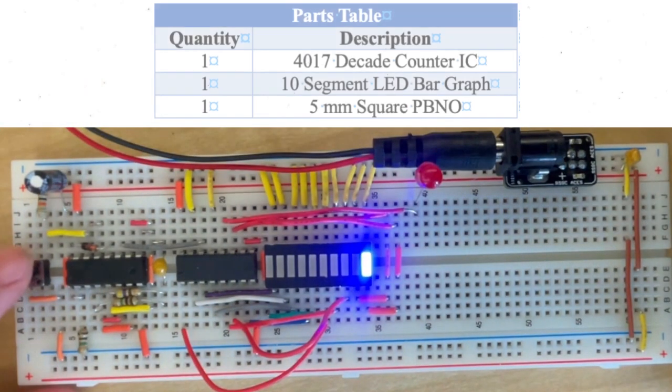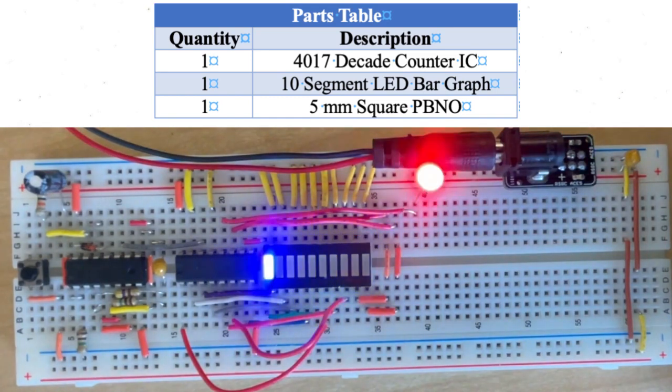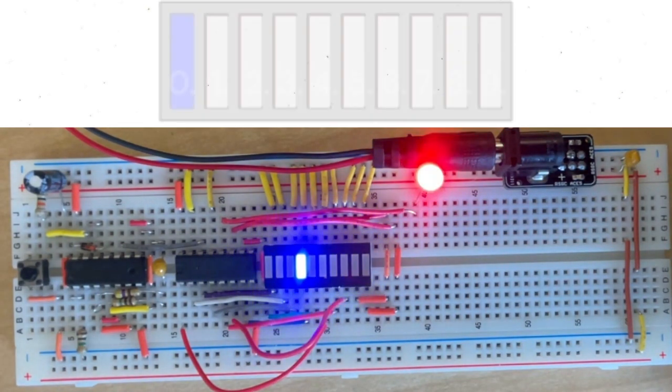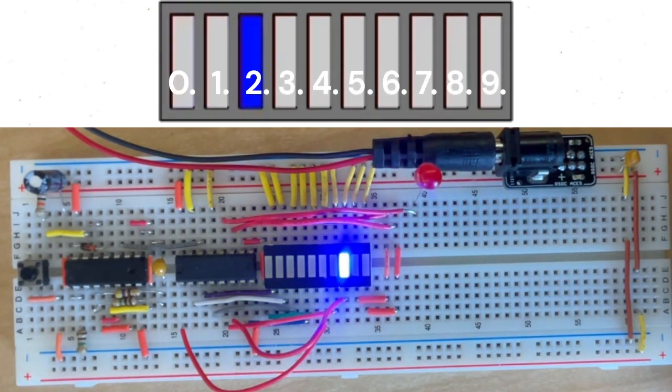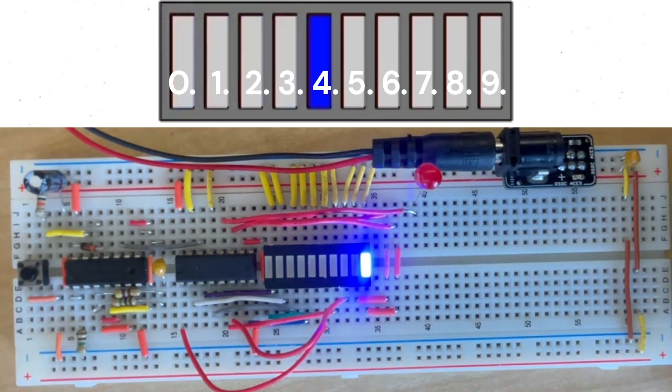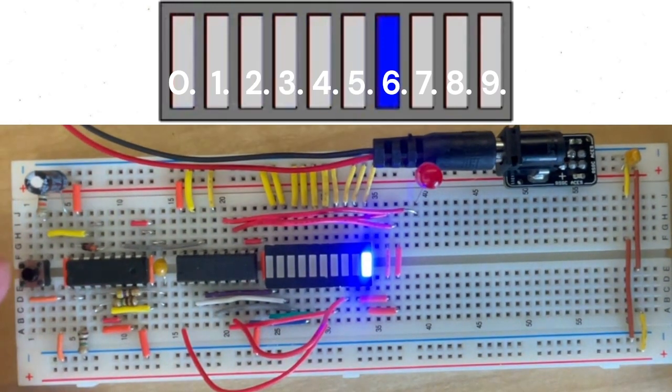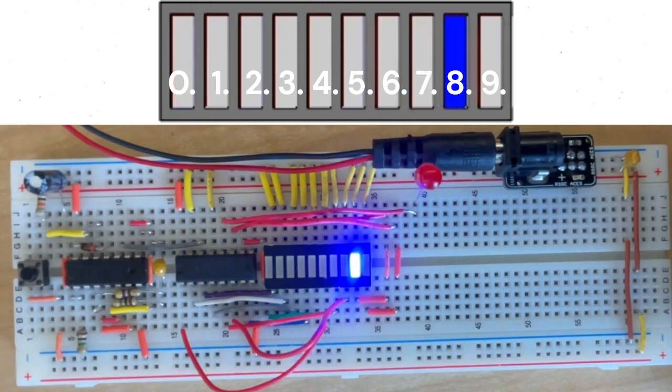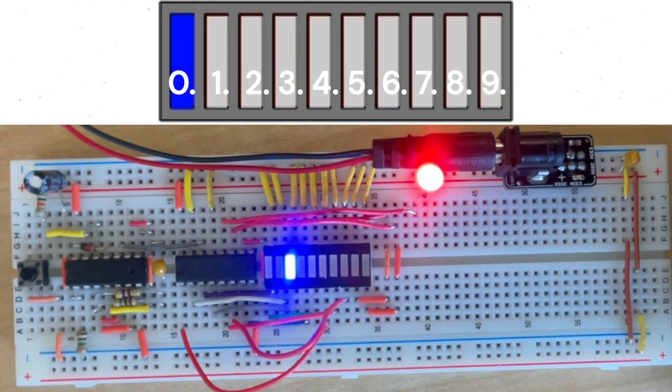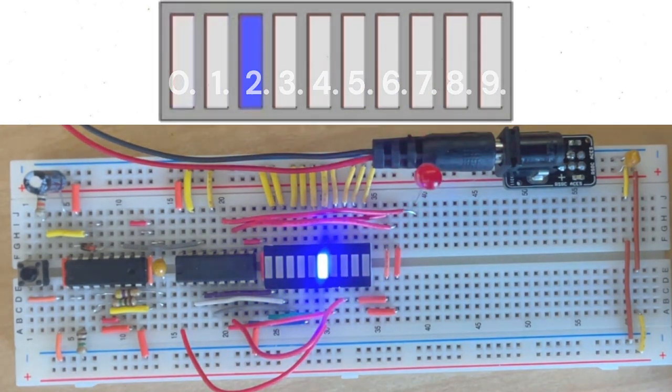Part C, Decade Counter. This circuit consists of 3 additional parts. A decade counter circuit is a digital circuit that counts from 0 to 9 and visually displays the counting using a series of LED segments. This circuit counts through the numbers 0 to 9, each represented by a corresponding bar on the LED bar graph, showing the count's progression visually.